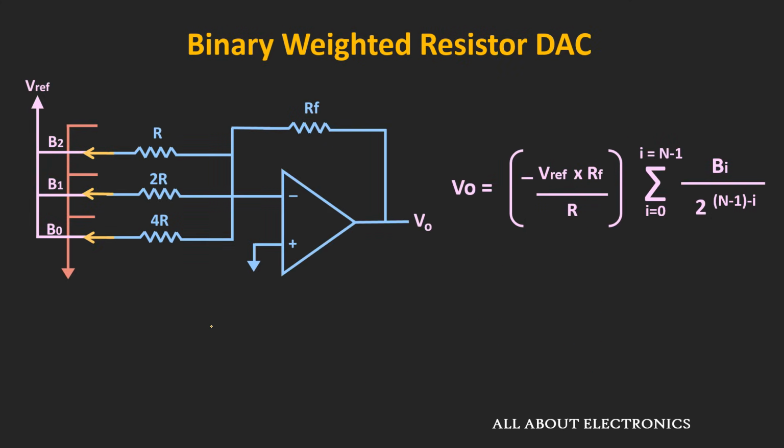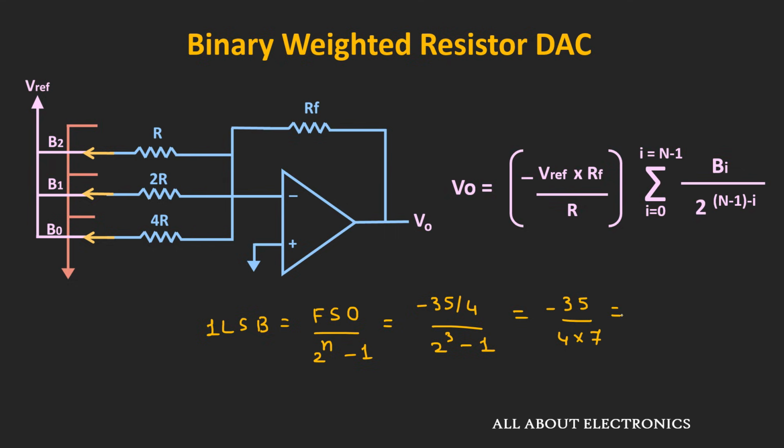And over here, if you see the resolution, or the voltage corresponding to 1 LSB, then it will be equal to full scale output voltage divided by 2 to the power n minus 1. So here the full scale output voltage is equal to minus 35 by 4 volt and the value of n over here is equal to 3. That means 2 to the power 3 minus 1. So the value of 1 LSB will be equal to minus 35 by 4 times 7. That is equal to minus 5 by 4 volt. So in this way, for the given DAC, if we know the value of full scale output voltage and the number of bits, then we can find the resolution.